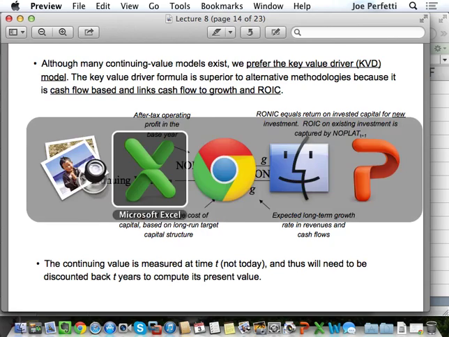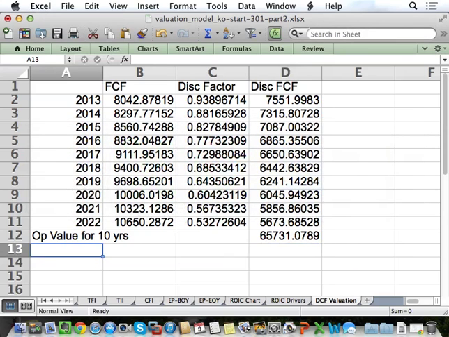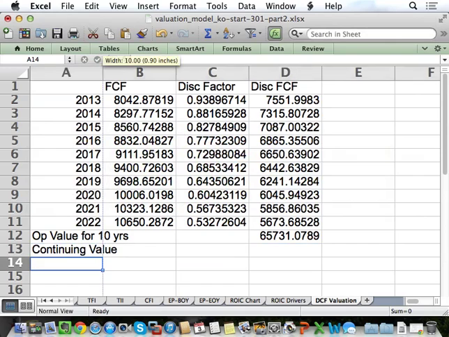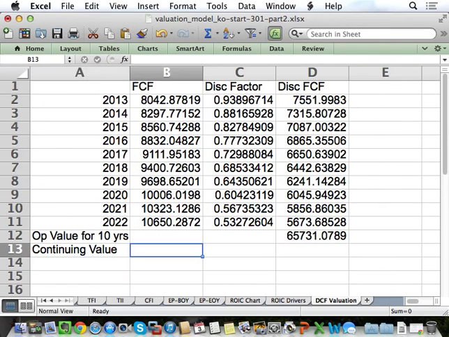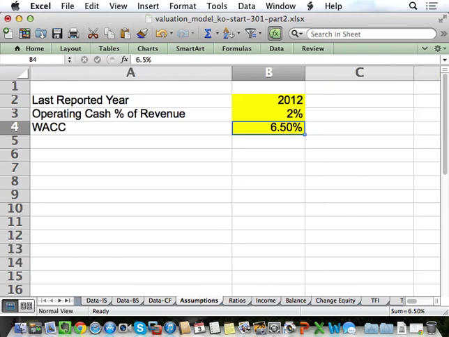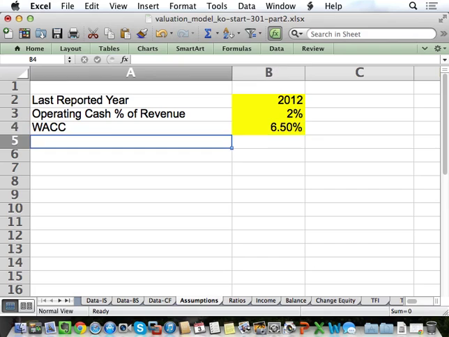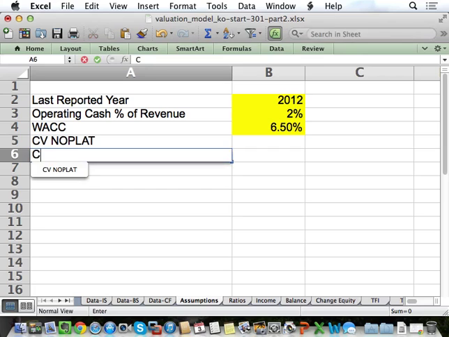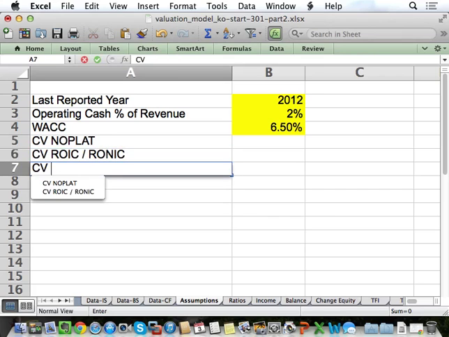So what I'm going to do is I'm going to need to put in a formula for continuing value for the firm in free cash flow. Now, those are the assumptions that I need, so I'm going to put them in the assumptions tab. All right, so again, I want to aggregate the assumptions in as few places as possible, so I'm going to put the assumptions for the key value drivers in the assumptions tab. So the first assumption I'm going to need is the continuing value NOPLAT. Then I'm going to need my continuing value ROIC, also known as RONIC. And I'm finally going to need my continuing value G.